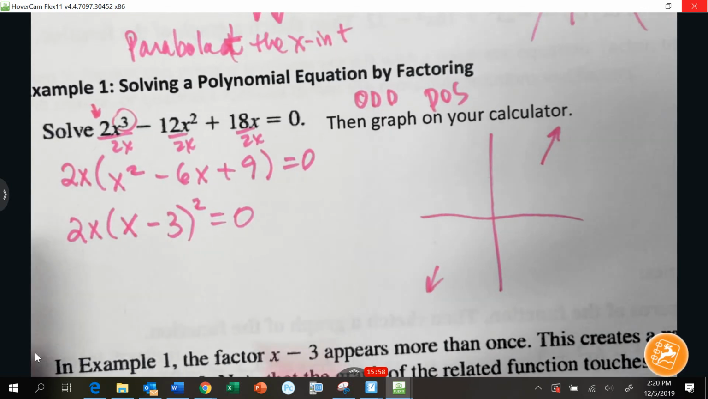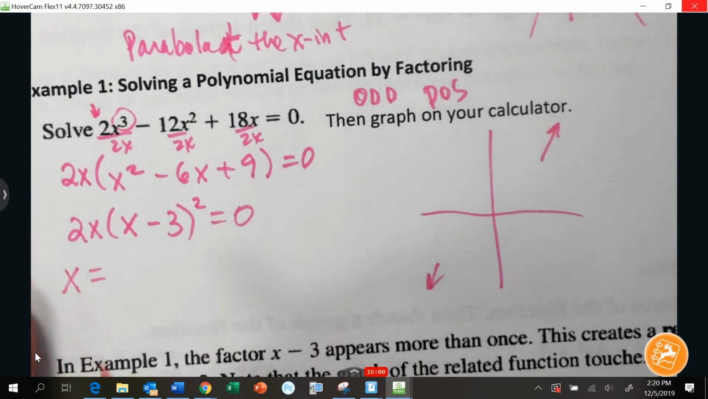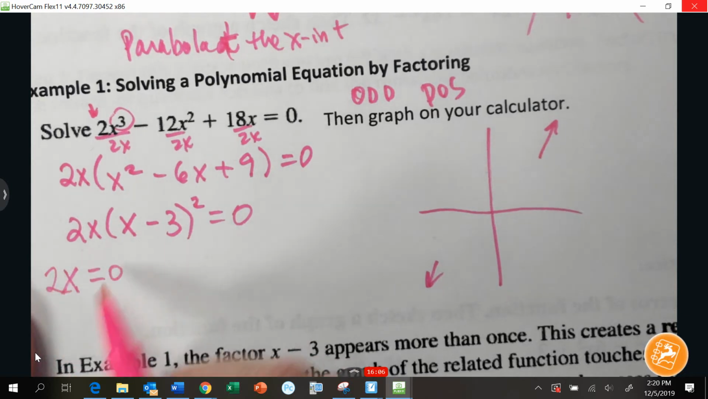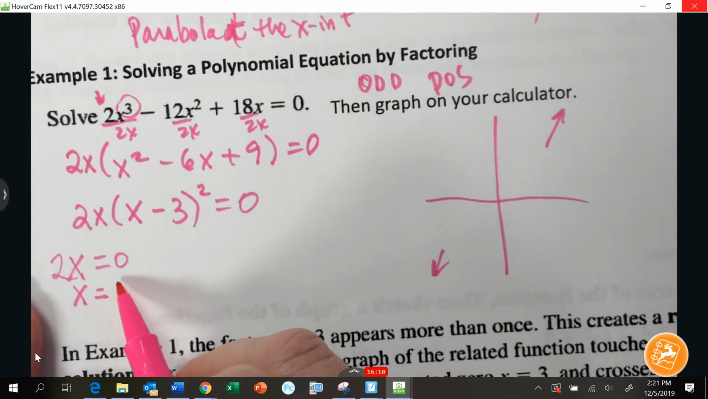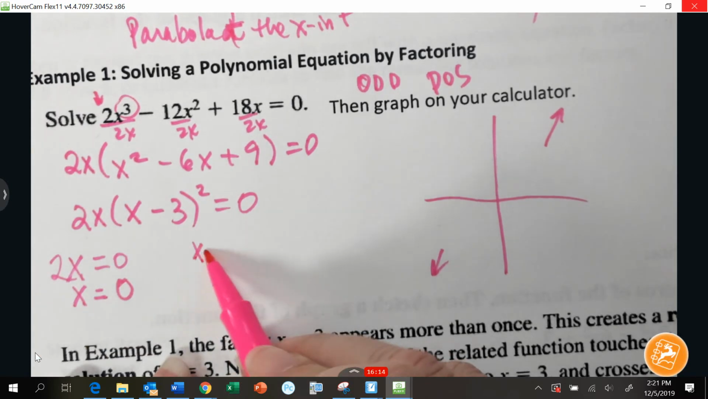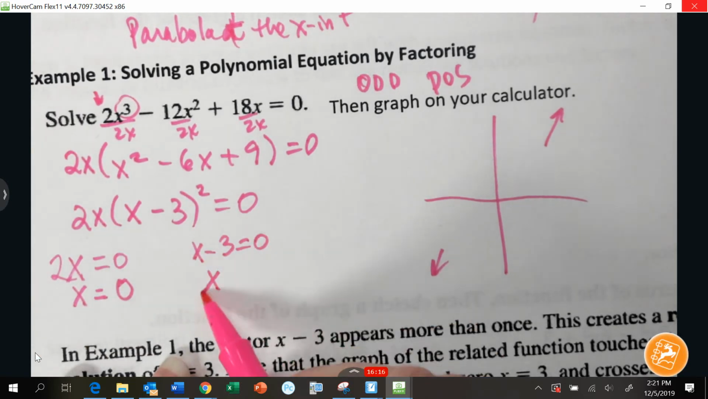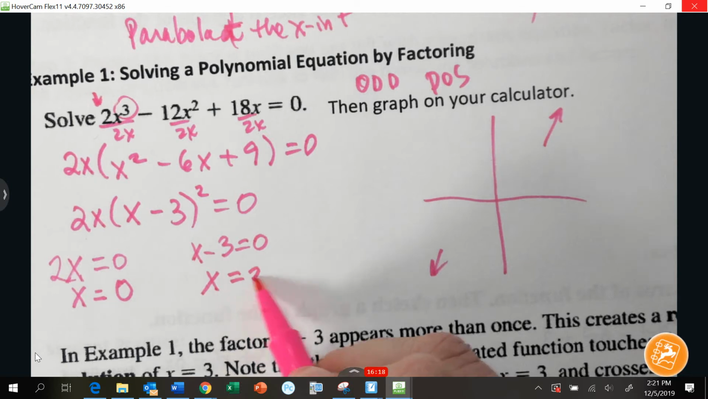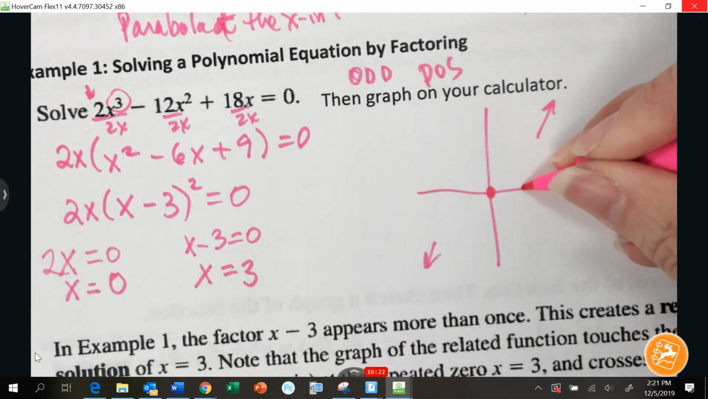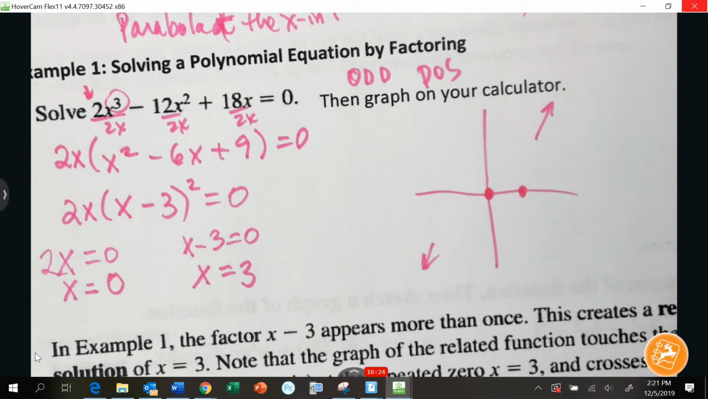I also know where my x-intercepts are. 2x equals 0, so x equals 0. And I have x minus 3 equals 0. It's twice, right? But x equals 3. So I know I'm going to have an x-intercept at 0. I know I'm going to have an x-intercept at 3. But what's the behavior at these x-intercepts?